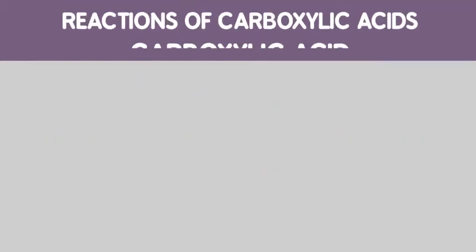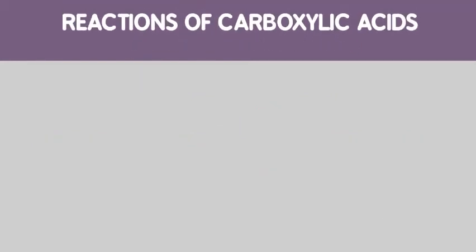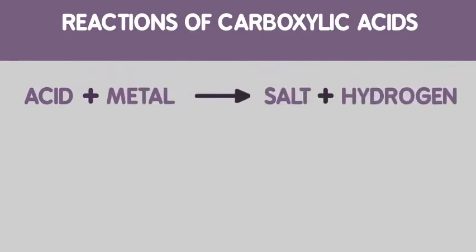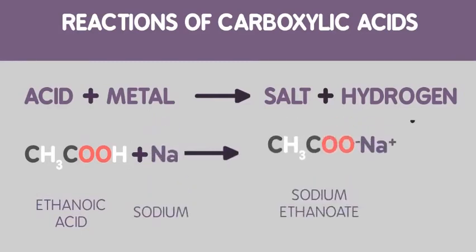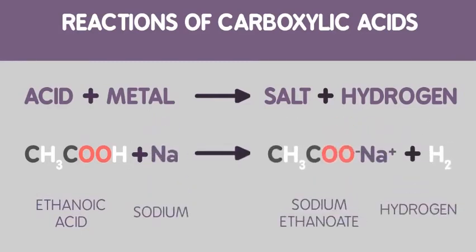Let's have a look at the reactions of carboxylic acids. Carboxylic acids react as typical acids. These are, number 1, acid plus metal goes to salt plus hydrogen. For example, ethanoic acid plus sodium to sodium ethanoate and hydrogen.